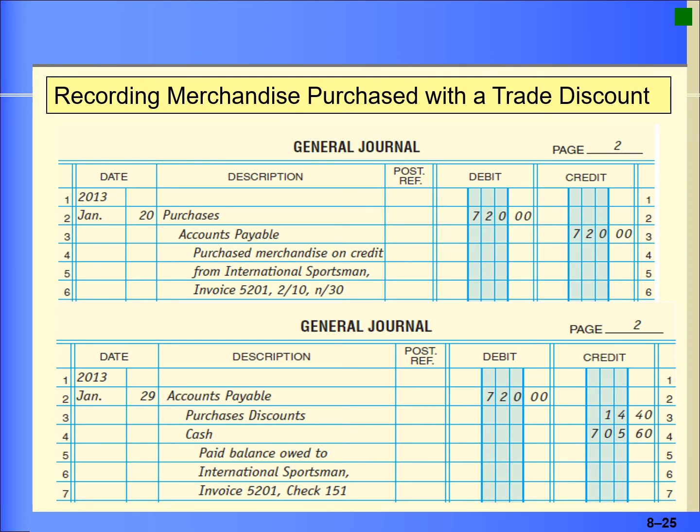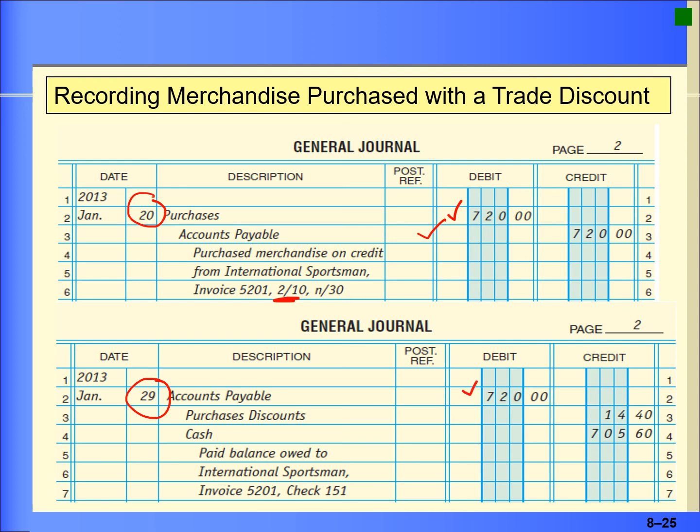And so notice, look at the actual entry. You would debit purchases for the 720. You credit accounts payable for 720. And then notice also, this happens on January 20th, and there's a 2/10, n/30 on this. So if they pay by January 30th, which they do, they're going to also get a discount on this as well. So notice down here below, they pay on the 29th.